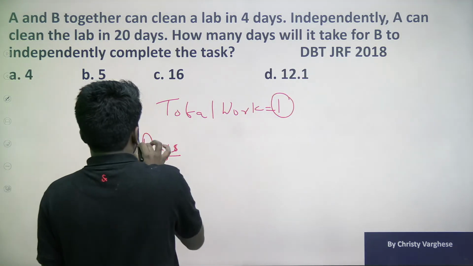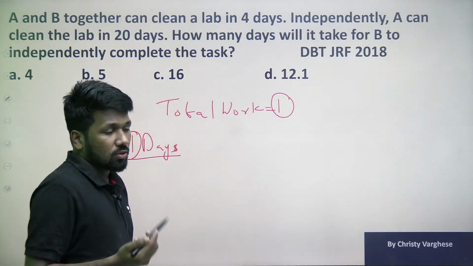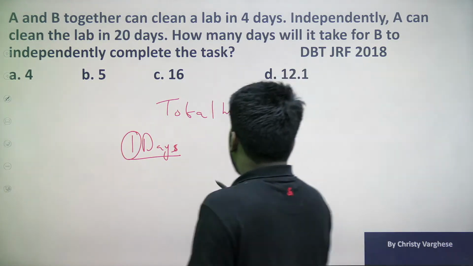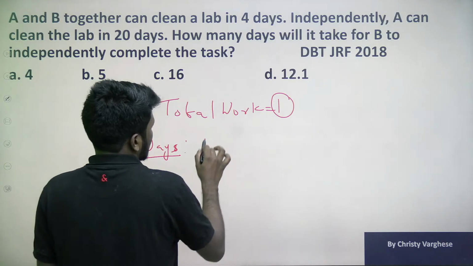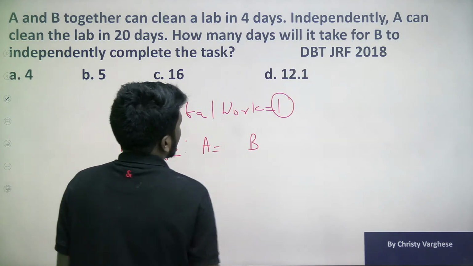Everything in terms of 1. That is called the unitary method. If days are given, then assume 1 day. If hours are given, then assume 1 hour. So here, for 1 day, what is the work done by A and B together? That is what we are thinking.